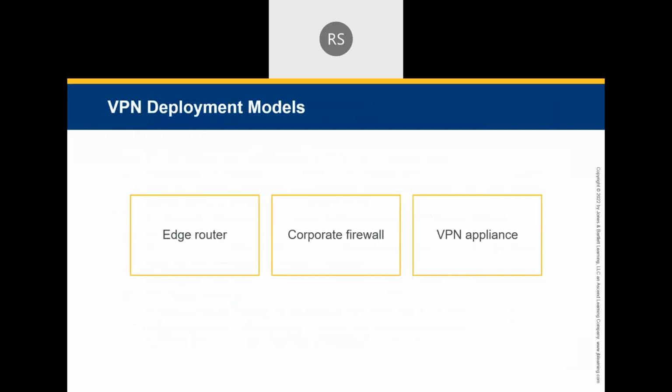Now, three of the VPN deployment methods we will talk about include Edge Router, Corporate Firewall, and VPN Appliance. So for Edge Router deployment, the VPN deployment can be achieved through the configuration of Edge Routers. So the routers manage and secure the connection between the internal networks and the external networks, and that allows them to facilitate VPN functionality.